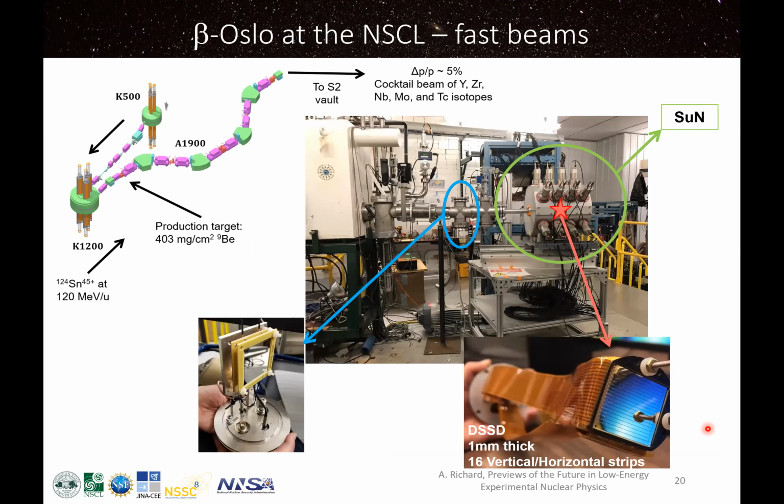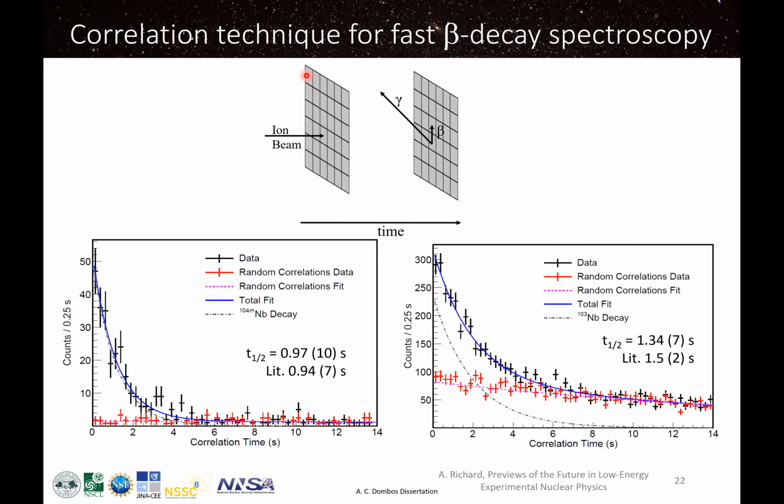The first thing that we do is correlate our implanted events. Our beam comes in and stops in our DSSD, which is shown as this grid here. And then we correlate our implanted events with the subsequent beta decay, both in terms of where they are in pixels as well as in time. So we can extract our half-lives.